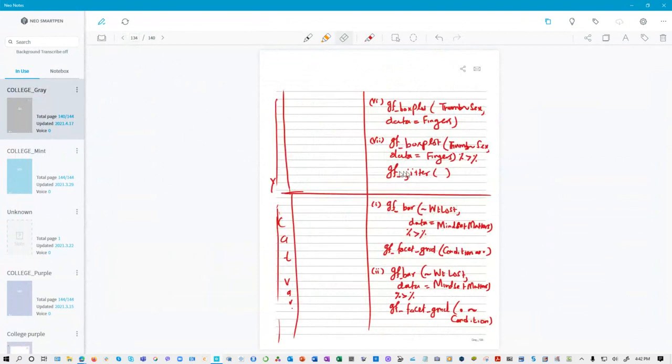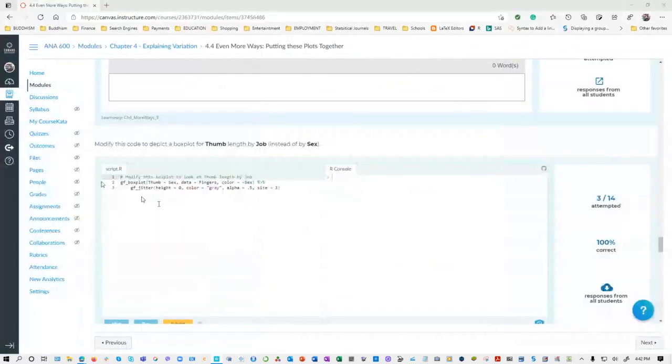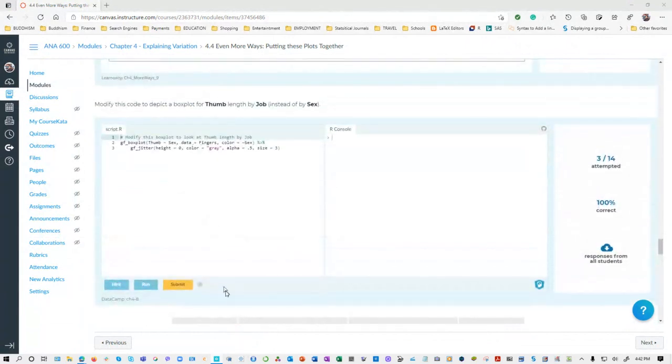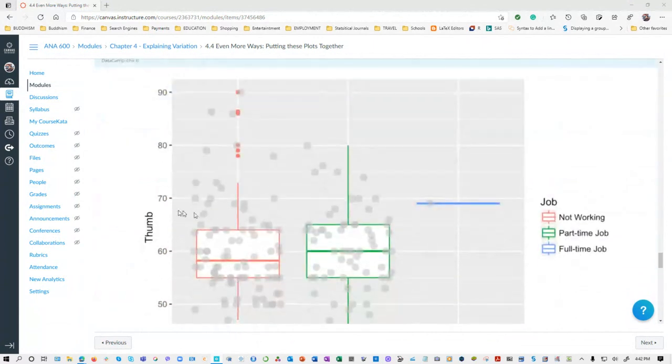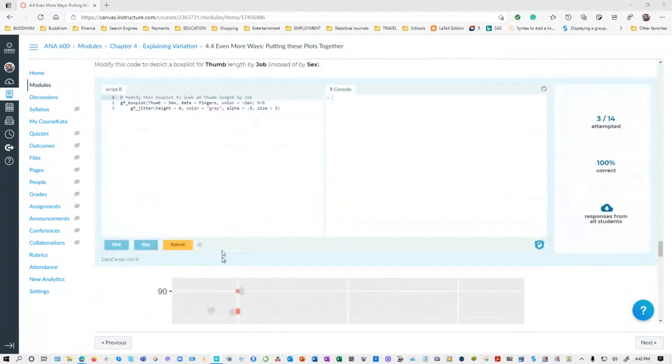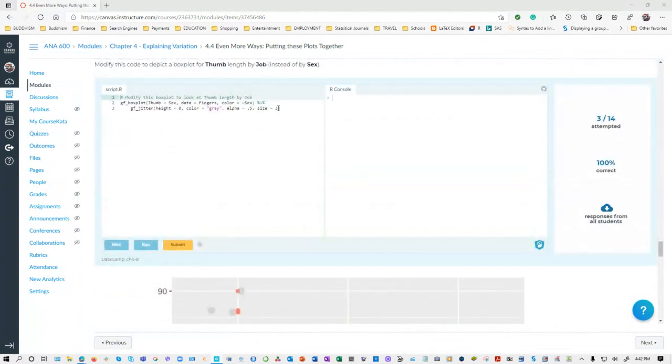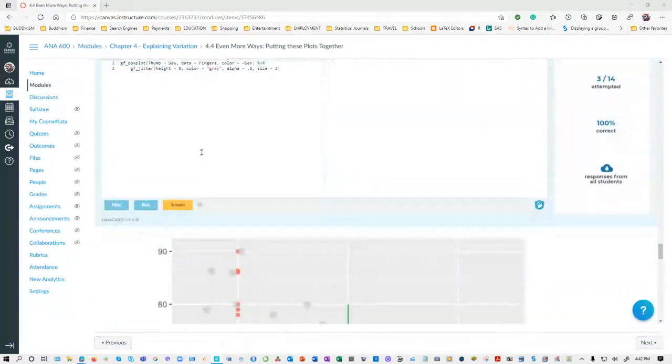I simply say jitter only, and there's nothing else. But if you want to do some kind of adjustment for the jitter plot, you can set the height, which means how vertically spread out the points are. You can also give the color for those dots, the gray color, the transparency, and the size, how large they would be. If you want to spread them out horizontally as well, you can do that with the width. We know all these kinds of adjustments.